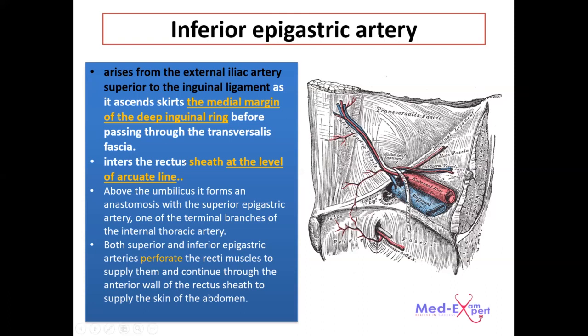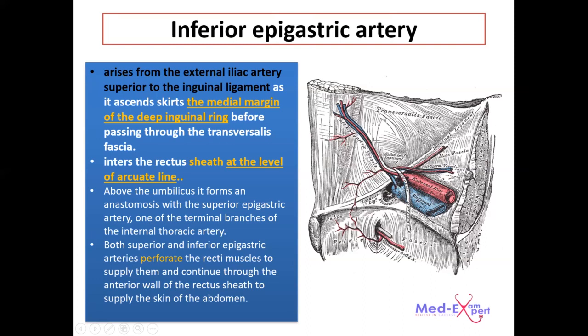The inferior epigastric artery arises from the external iliac artery. This is the external iliac artery. By the way, this picture is taken from inside, not from the outside. It's drawn from the inside of the abdominal cavity. So this is the external iliac artery, and this is the inguinal ligament. The inferior epigastric artery arises from the external iliac artery superior to the inguinal ligament, as you can see here. Then it ascends.